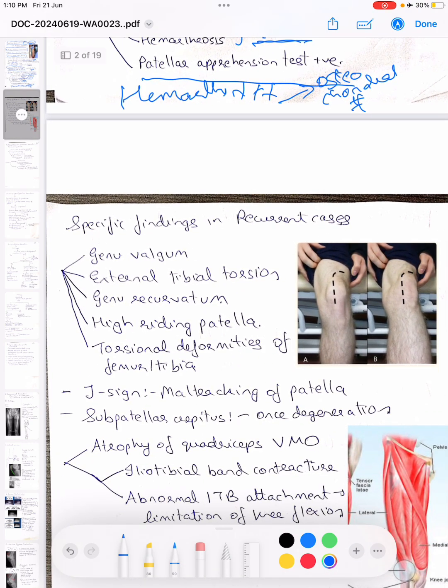Now, there are a few specific findings in recurrent cases which need to be evaluated. Whenever there is genu valgum, external tibial torsion, a high riding patella alta, genu recurvatum, or torsional deformity of the femur and tibia, these patients are more prone to recurrent patellar dislocation. So whenever a patient with a history of patellar dislocation presents to the OPD room, you need to evaluate for these factors. Additionally, trochlear dysplasia needs to be evaluated. We are going to discuss it in detail in the radiological evaluation.